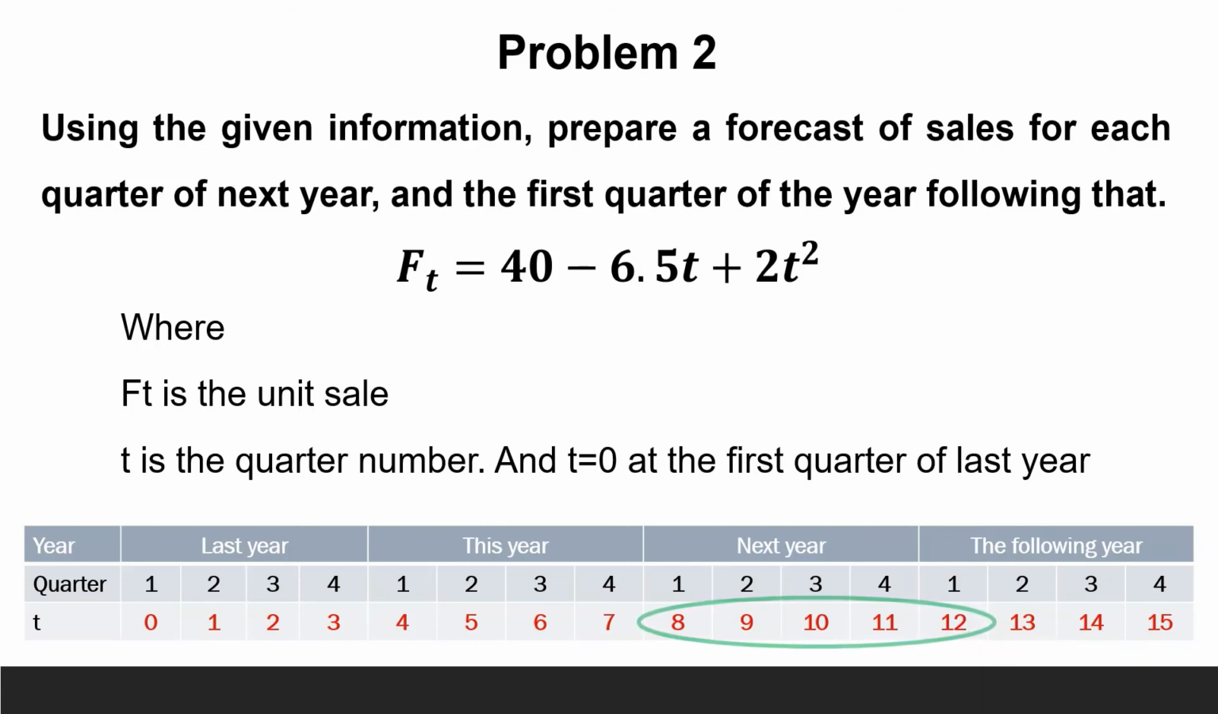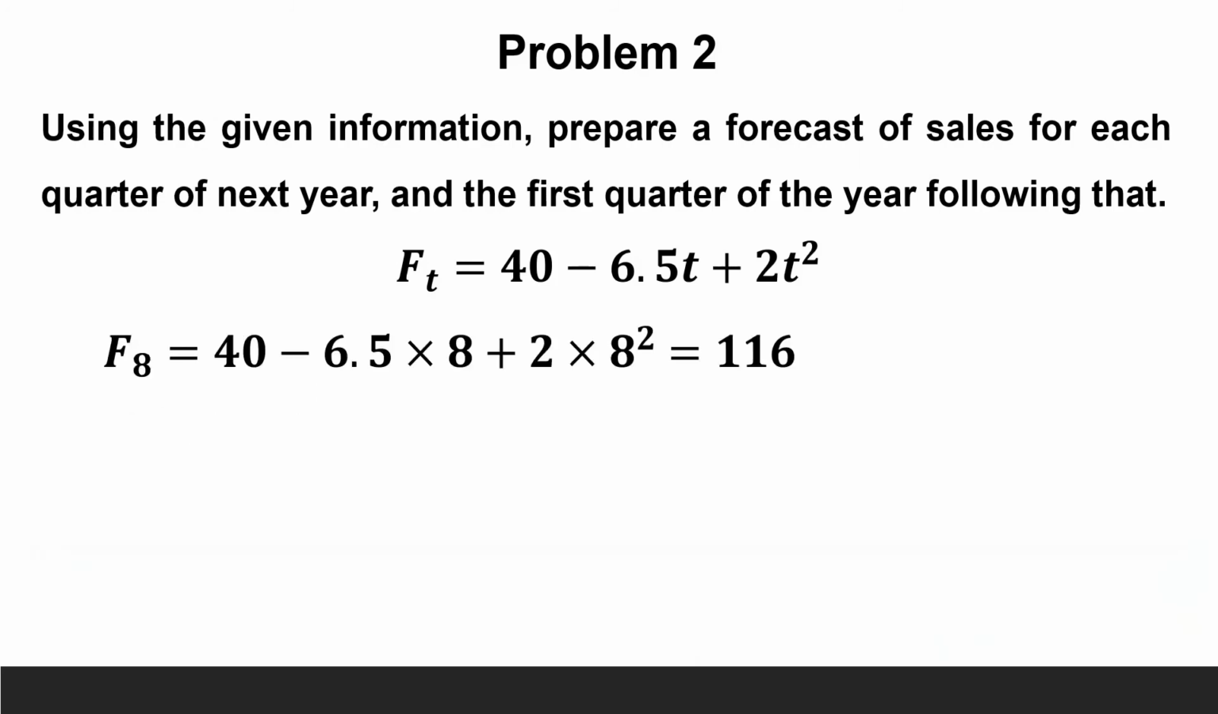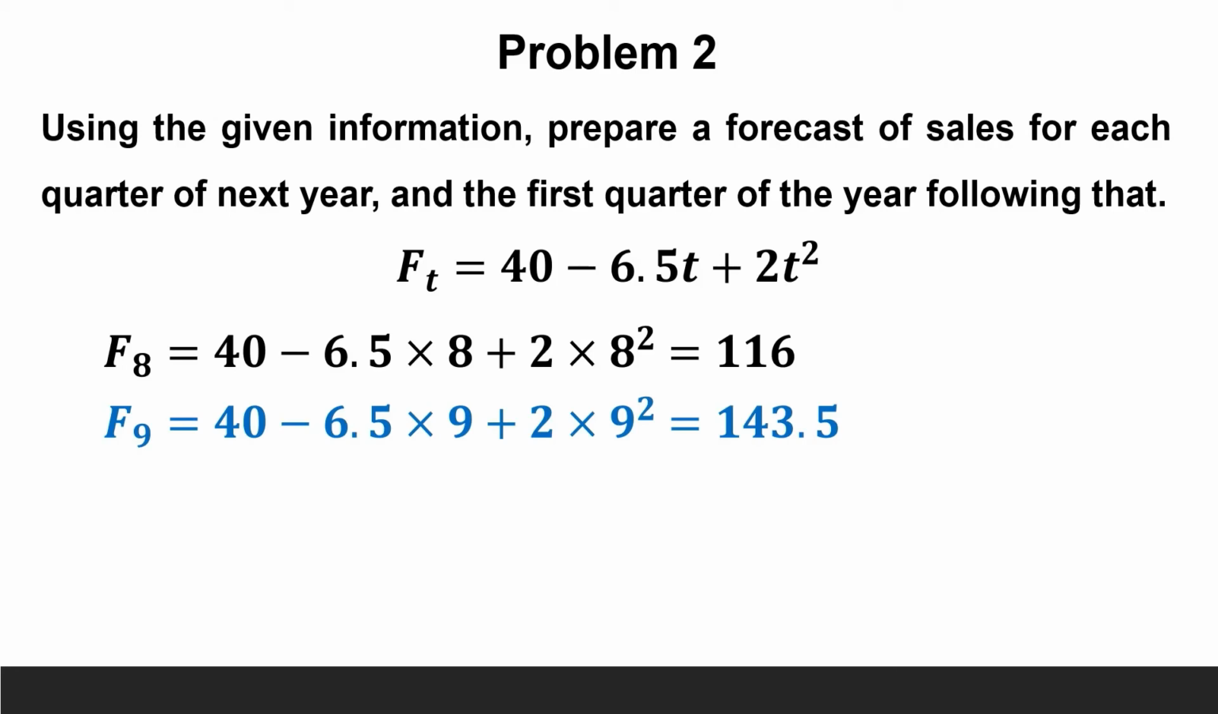So, we will use T equals 8, 9, 10, 11, and 12 to compute the forecast for the next year and the first quarter of the following year. Substitute with these values of T in the given trend equation. F8 equals 40 minus 6.5 multiplied by 8 plus 2 multiplied by 8 to the power 2 equals 116. F9 equals 40 minus 6.5 multiplied by 9 plus 2 multiplied by 9 to the power 2 equals 143.5.